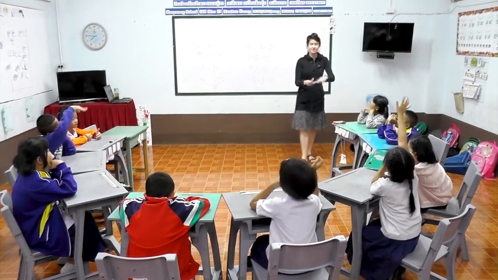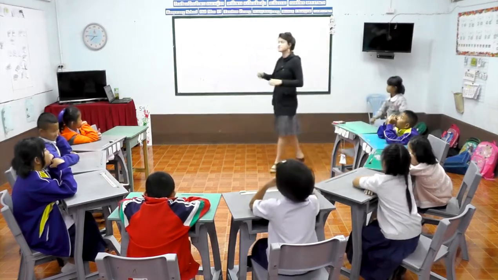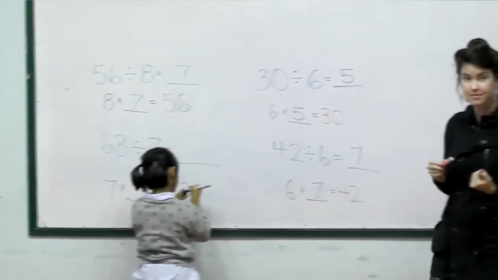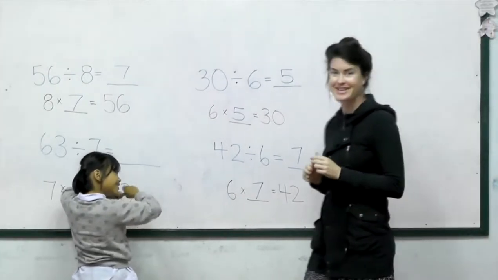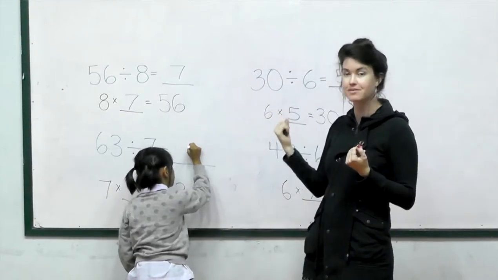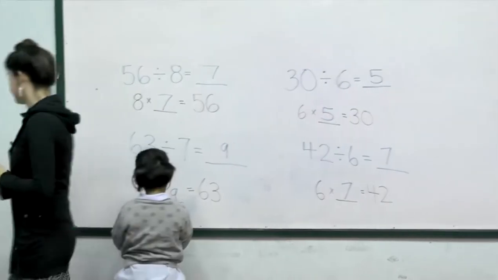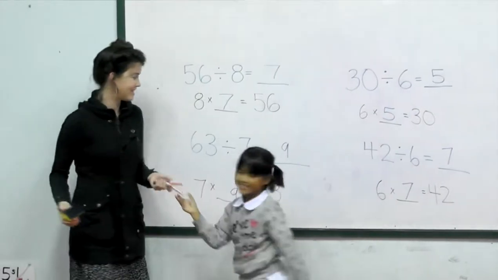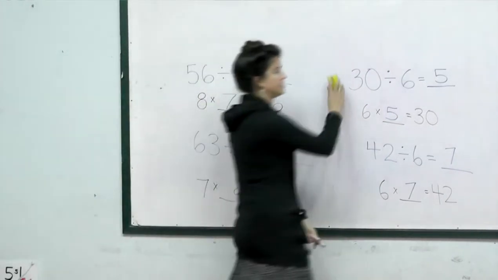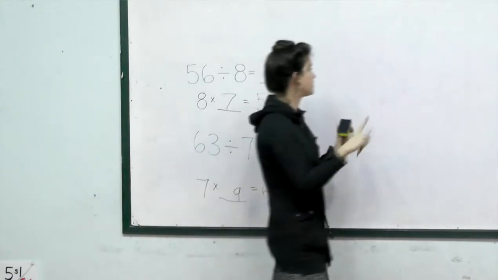If that seems tricky for us, we can think 7 times what number equals 63, and that's a little bit easier. So we want to think about our fact family numbers. We want to think about our multiplication tables, and that can help us solve some division problems that are a little bit tricky for us, that might be a little bit difficult. So we can think 63 divided by 7 equals 9, or 7 times 9 equals 63. Okay, let's try a few more.